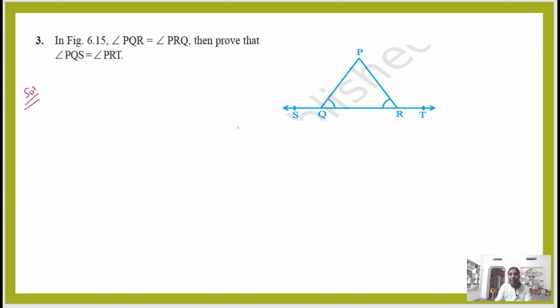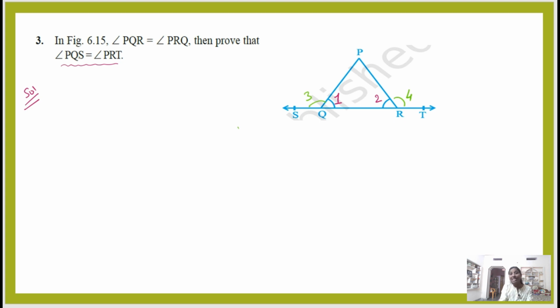Here angle PQR is equal to angle PRQ. Where is angle PQR? Here. Let us name it angle 1, it will be easy for us. Angle PQR is equal to 1 and angle PRQ, let us name it 2. And we have to prove angle PQS is equal to angle PRT. So, let angle PQS be 3 and let angle PRT be 4.